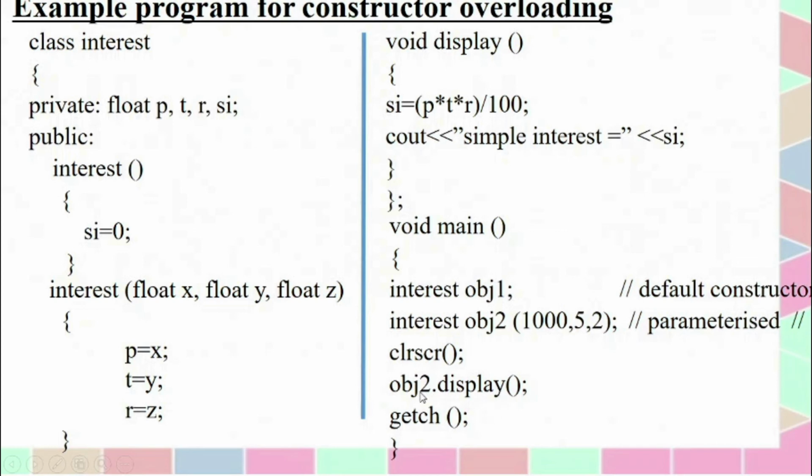Then clear screen and object 2 dot display. That means using the second object we are calling the display function. So this si equal to PTR. PTR has already got the values here, that will be calculated, and simple interest will be displayed. Clear? So the object 2 display function will display this answer and get ch. So this is how we are using the concept of constructor overloading in the program.